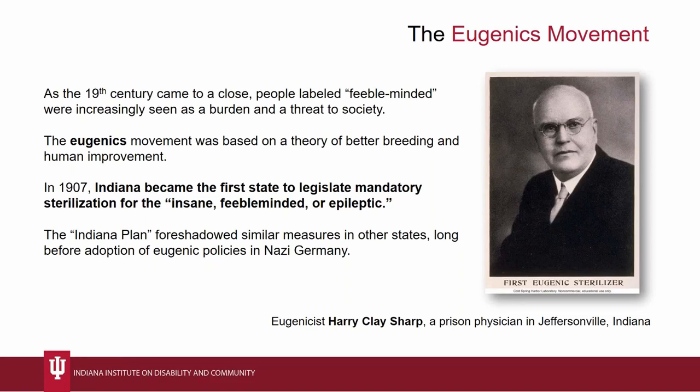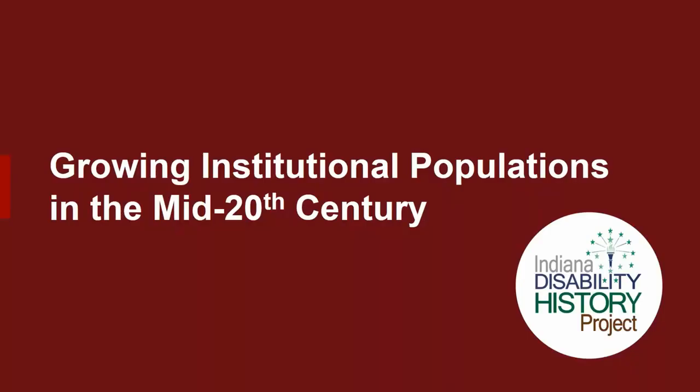A black and white portrait of eugenicist Harry Clay Sharp, a prison physician in Jeffersonville, Indiana. He's a bald white man with a round face and small wire-rimmed glasses. He wears a suit and tie. The subtitle reads, First Eugenic Sterilizer. In the mid-20th century, institutions in the U.S. were bursting at the seams.